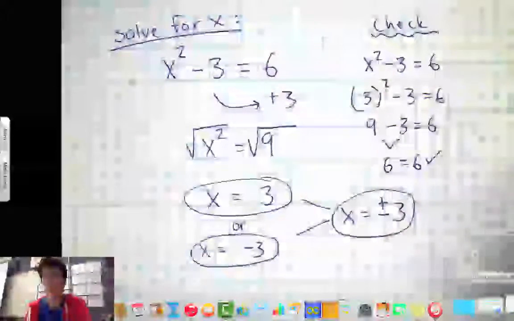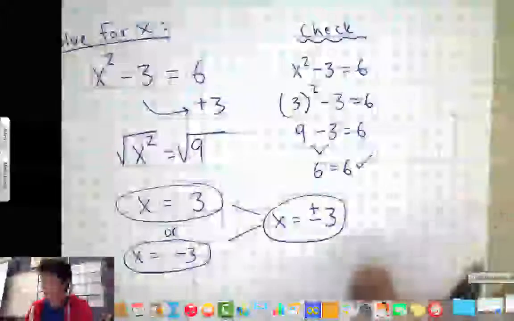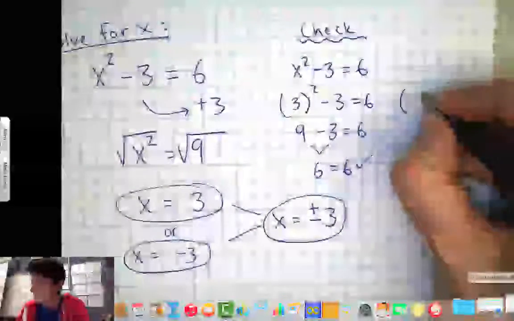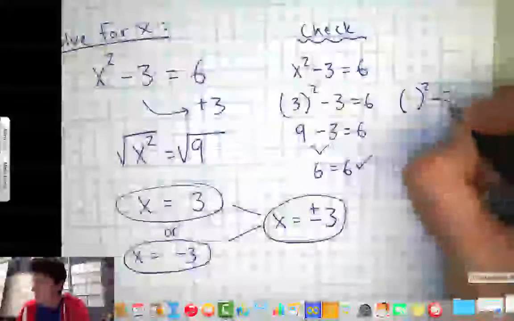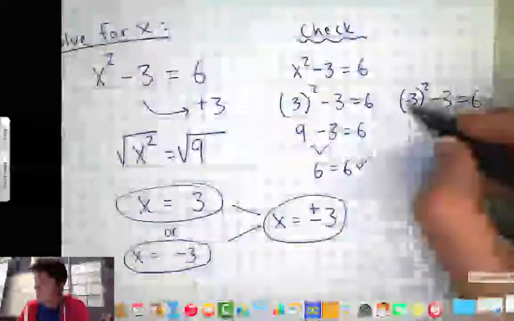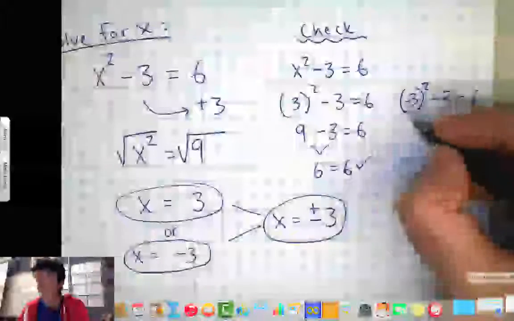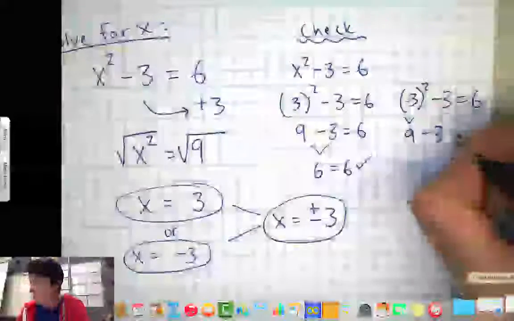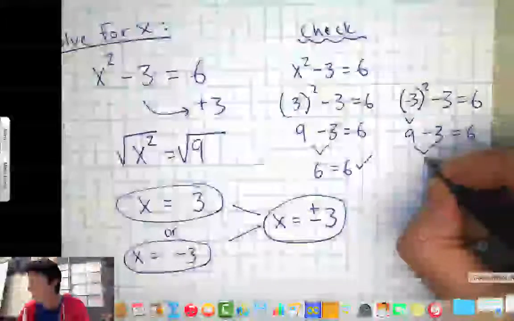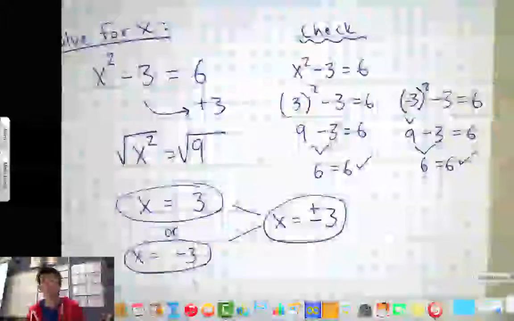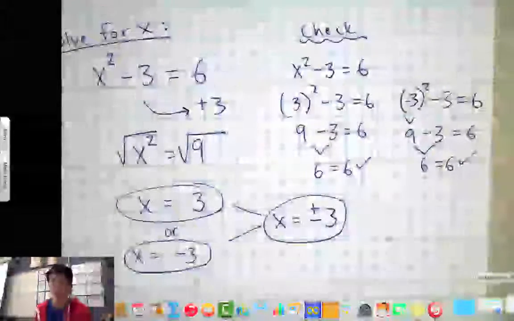Check. Let's check my other answer. I said plus or minus 3, so doing my check again, something squared minus 3 equals 6. Let's put a negative 3 in there. Negative 3 squared is negative 3 times negative 3, that's 9, minus 3 equals 6. Same problem, 9 minus 3 is 6, 6 equals 6, check. So there are 2 answers to this problem. And now I've kind of verified it.